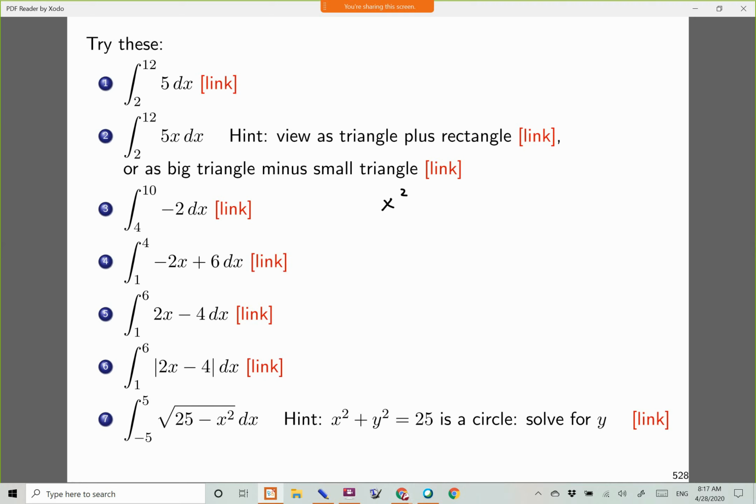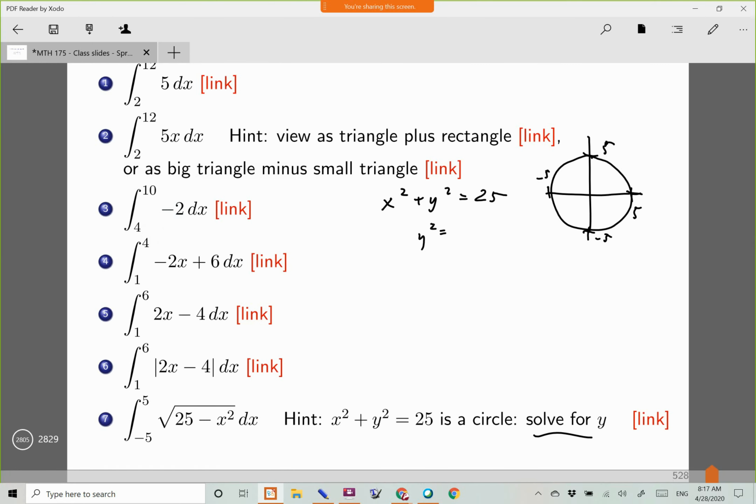So starting with x squared plus y squared equals 25. This really is a circle. The radius of this circle is 5, right? So the picture of this, circle centered at the origin, radius 5, looks something like that. 5 there, 5 here, -5, -5. The hint here is to solve for y in this, so let's subtract x squared on both sides, and you'll have y squared equals 25 minus x squared.